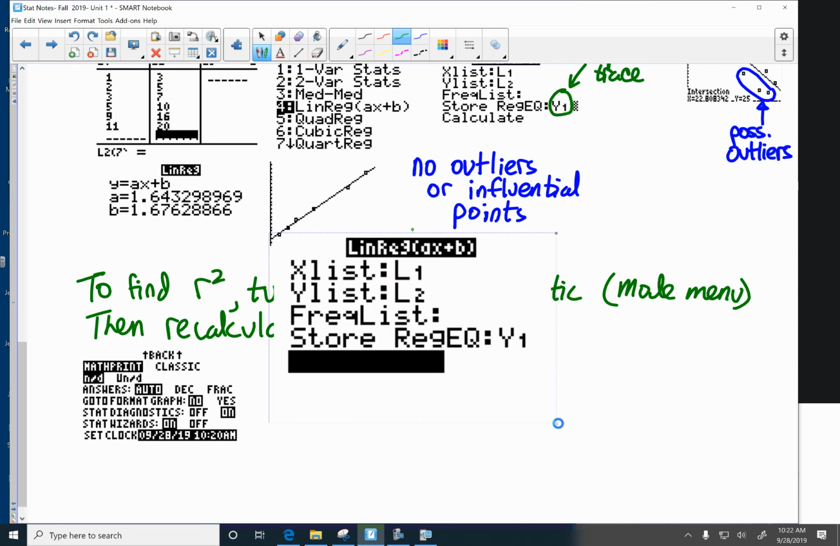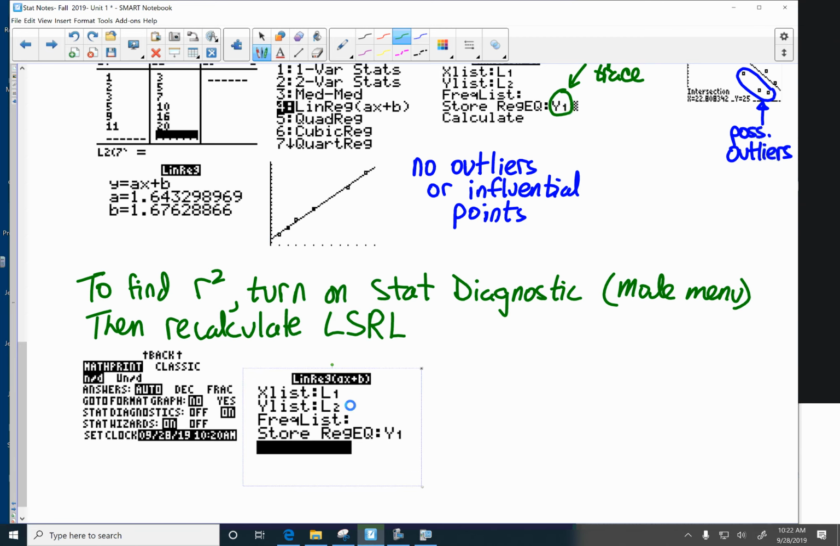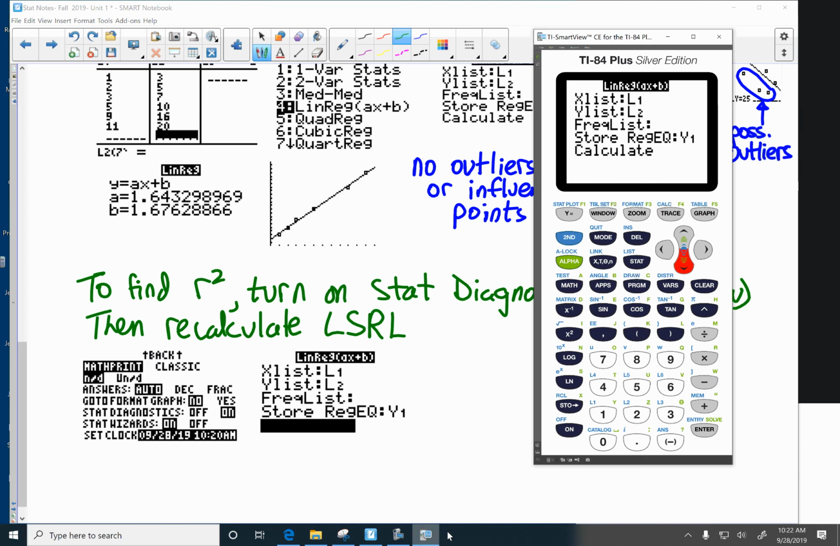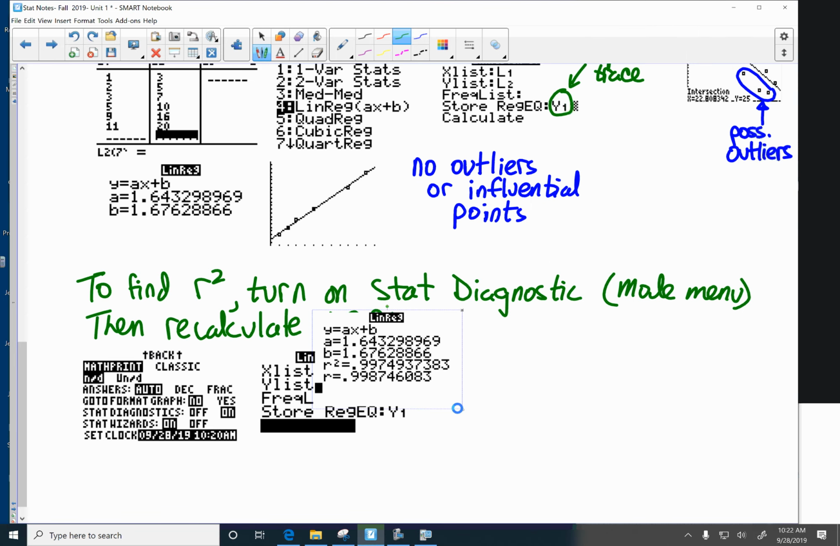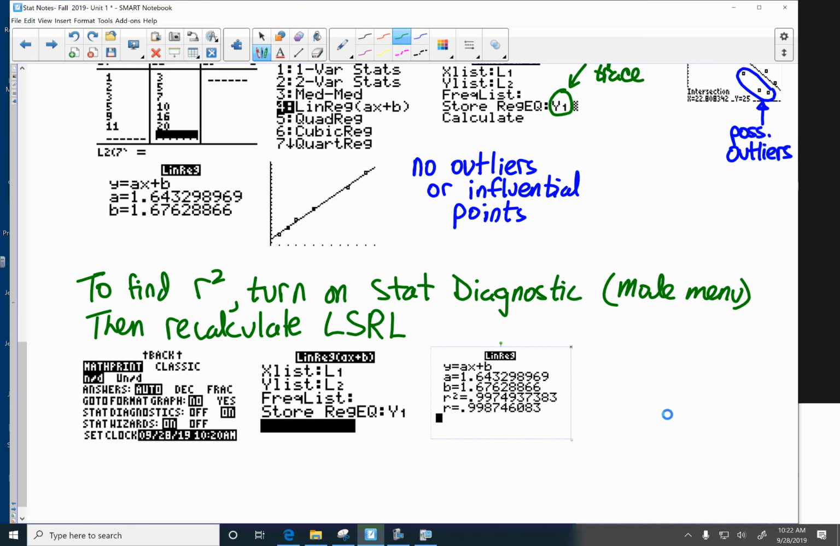So then we're going to hit calculate, and it's going to give us the same display that we had before, just a little bit more. All right, so I'm going to hit enter, and we get this. And you're like, okay, cool. There's more stuff. So not only do you get the A and B, but now you get the R squared and the R. We're very concerned with the A and B, obviously, but we also would like to know about the R squared.